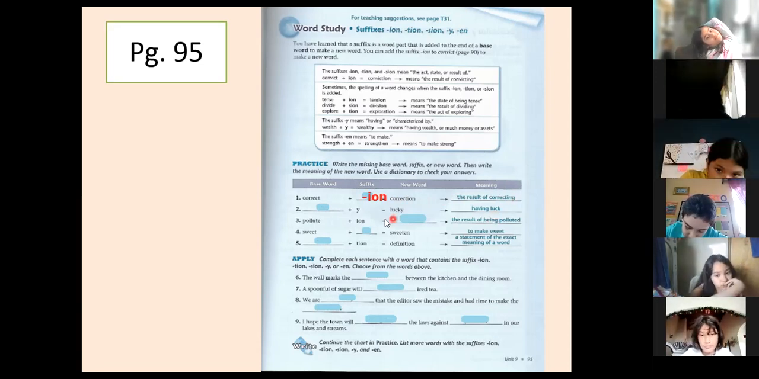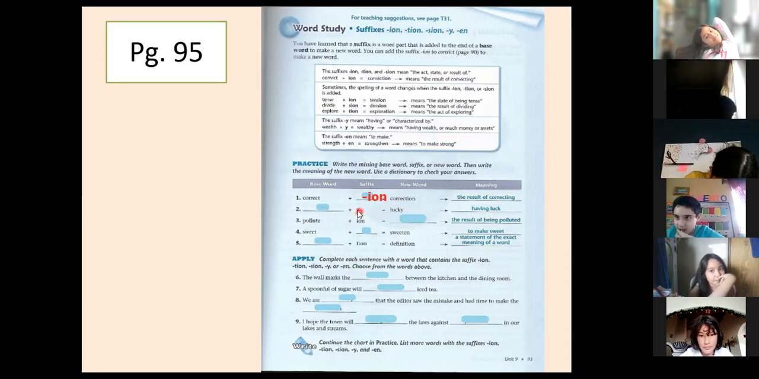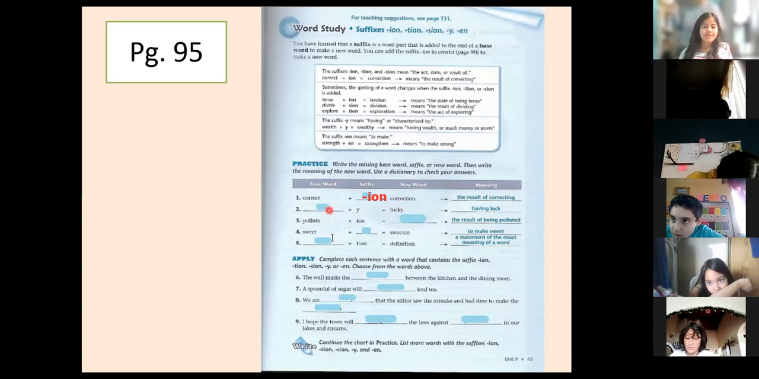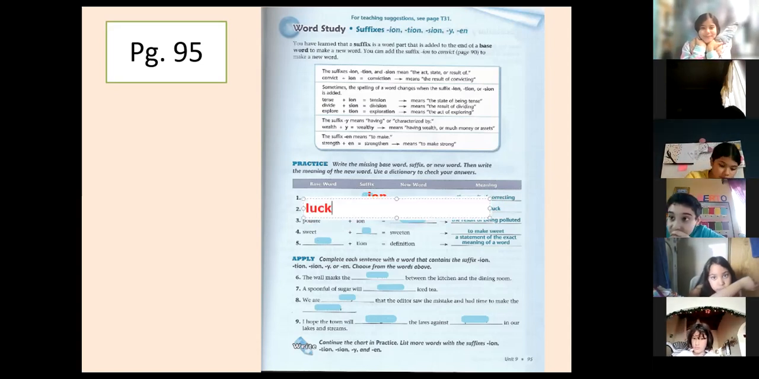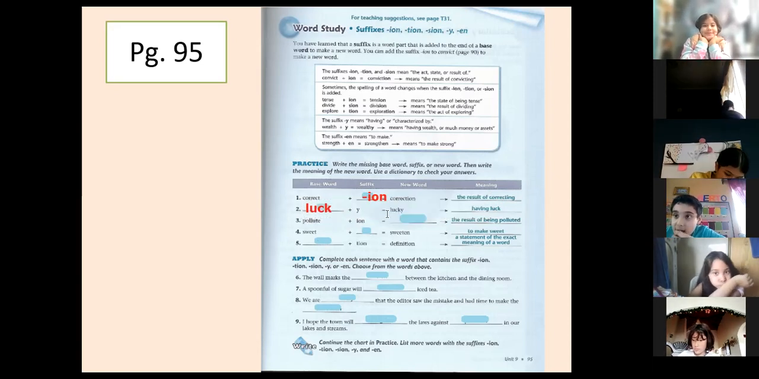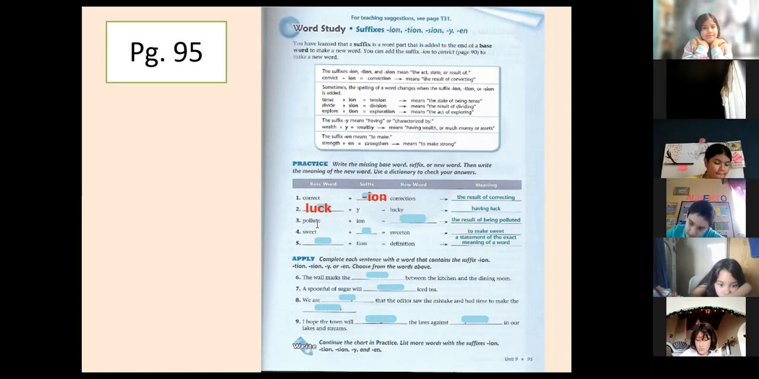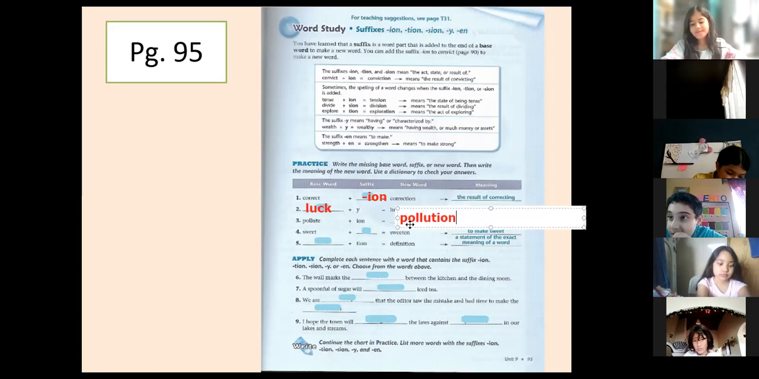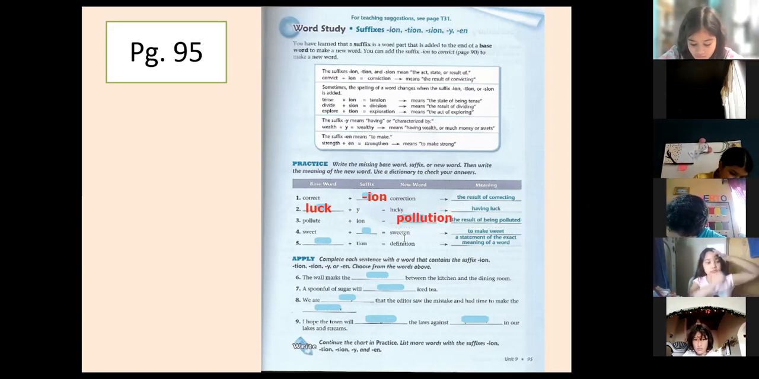Now, the word means having luck. Number 2, we have lucky. We have the suffix, but the base word is missing. What is the base word that is missing to have lucky? Luck. Excellent. Luck plus y, we have lucky. We're going to do the same for number 3. Pollute plus ion, the result of being polluted. Pollution. Excellent. That is the new word that we create by using the base word plus the suffix.